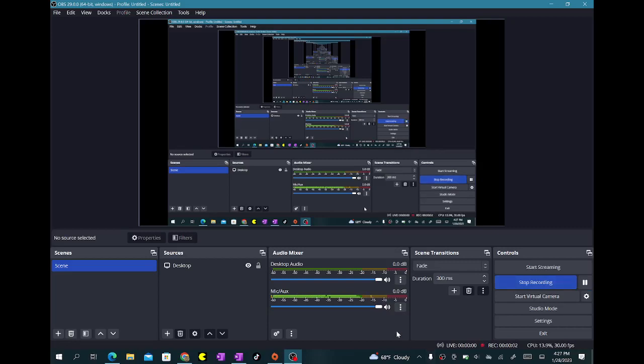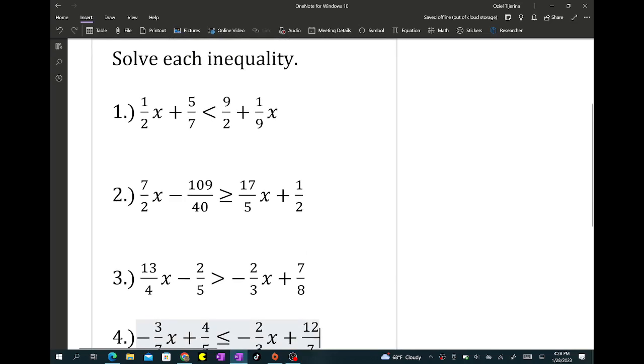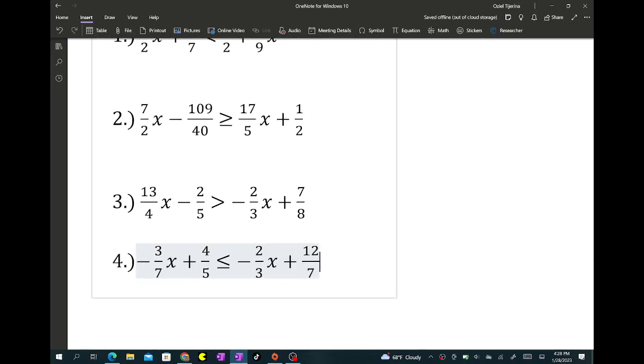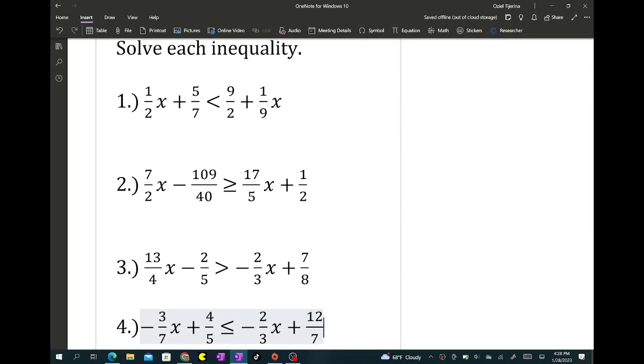Okay, so hello everyone. In this video, I want to show you guys how to do linear inequalities where there is a fraction. I have these four examples here, and of course, I will also explain how to write them in interval notation. It says solve each inequality, so we're going to go ahead and start with the first one.